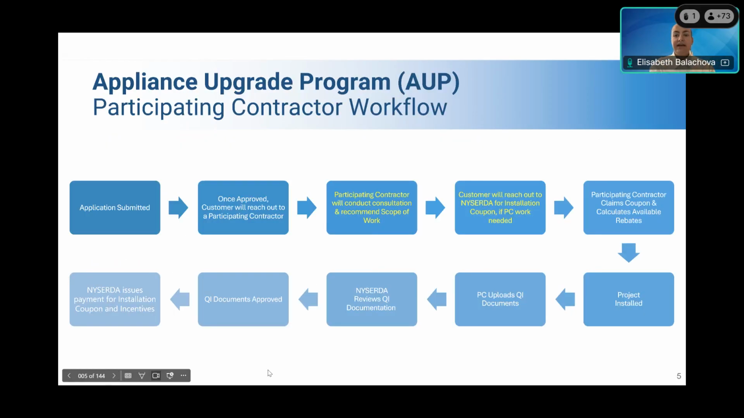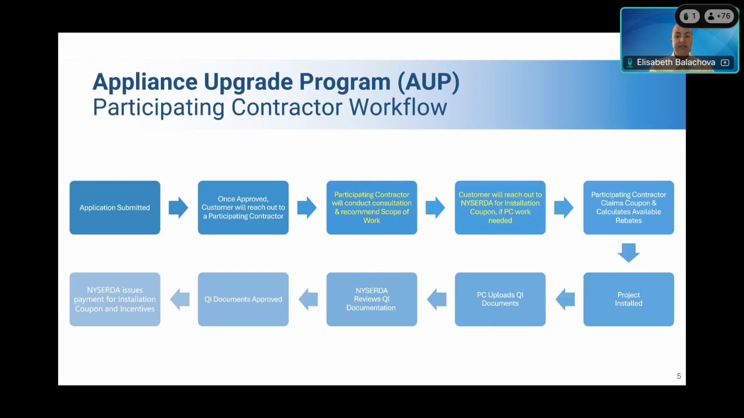So now I'm going to dive into what the changes are in the new program manual. We're going to talk a little bit about the workflow for the applicant and once they become a customer. Once their application is submitted, regardless of whether they apply on their own or you're helping them with that process, once their application is approved, the customer is responsible for reaching out to a participating contractor like yourself.